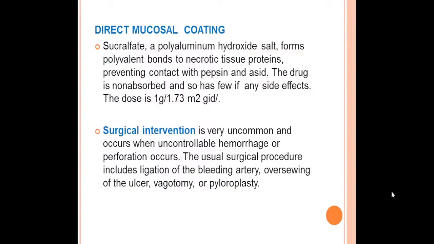Surgical intervention is very uncommon and occurs when uncontrollable hemorrhage or perforation occurs. The usual surgical procedure includes ligation of the bleeding artery, oversewing of the ulcer, vagotomy, or pyloroplasty.